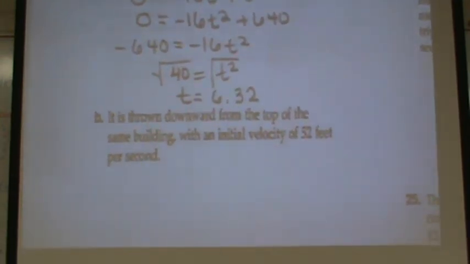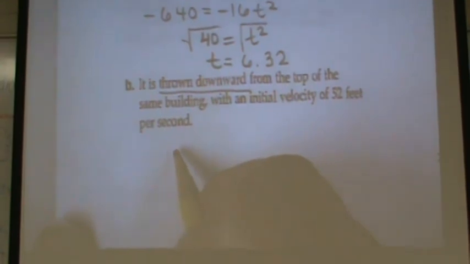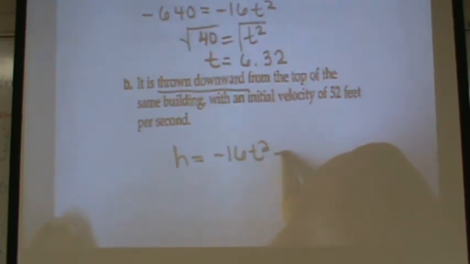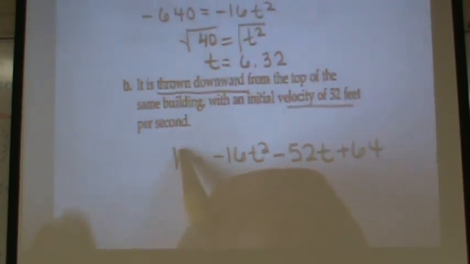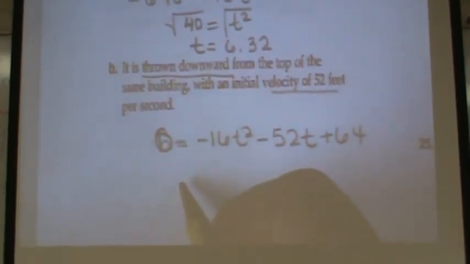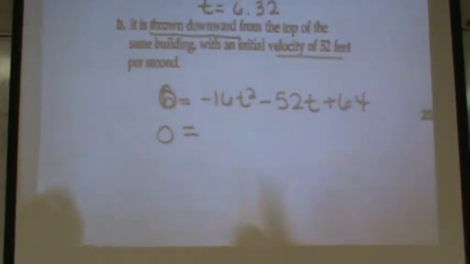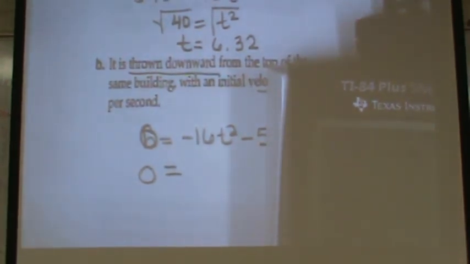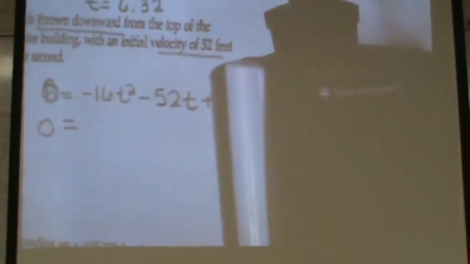Now part B is saying it's thrown downward, so your velocity is going to be negative. So you have h equals negative 16t squared minus 52t plus 640. When you're throwing it down, your initial velocity is going to be negative. So your height, you still want to find out when it's going to hit the ground. So what I would do is type this in your calculator and see where it hits the x-axis. So let's do that. Negative 16x squared minus 52x, and then plus 640.